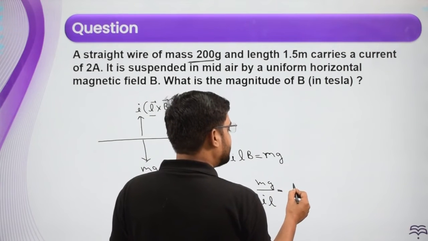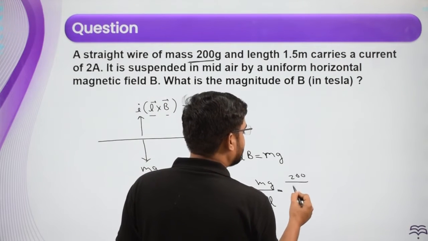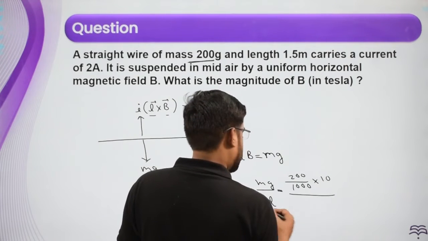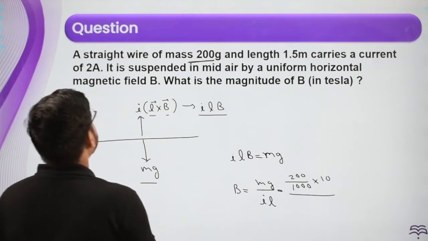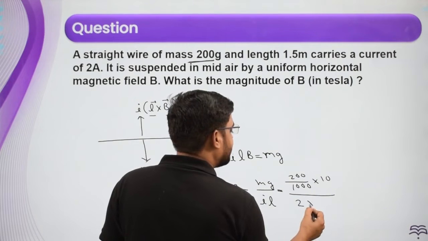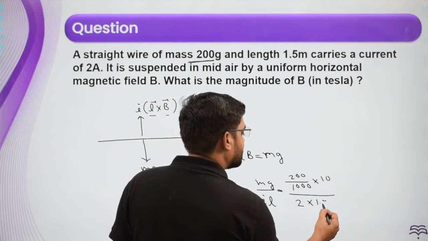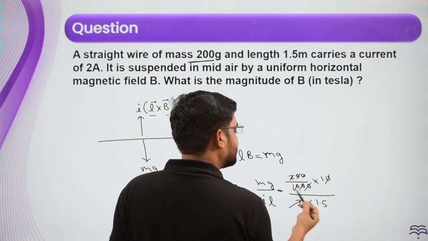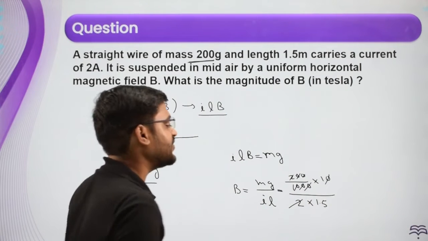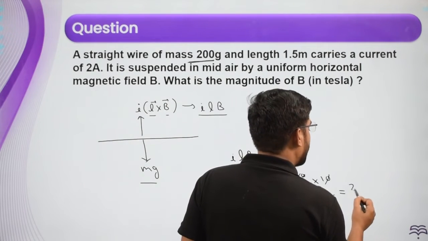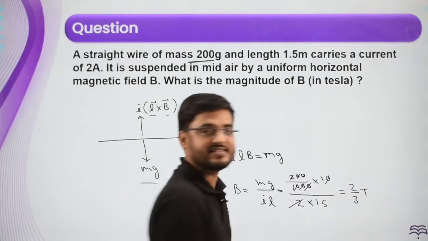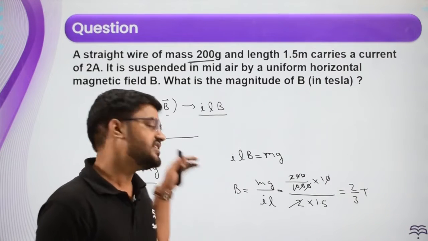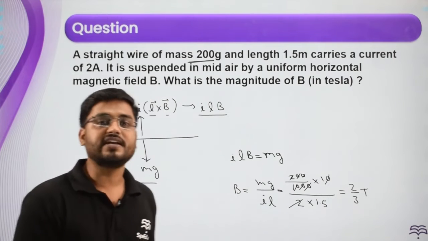The mass is 200 grams. So 200 by 1000, g I am taking as 10, and the current flowing is 2 ampere, and the length is 1.5 meter. So I can simply cancel this. The 2 is also cancelled. It is 1 by 3 by 2, so it is 2 by 3. 2 by 3 Tesla, or 0.666 Tesla, is the required magnetic field which can make this wire of 200 grams suspend in mid-air.